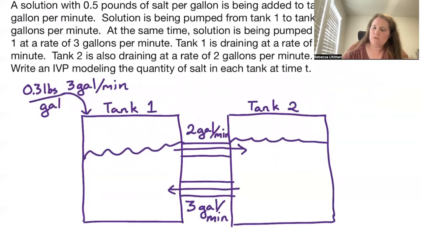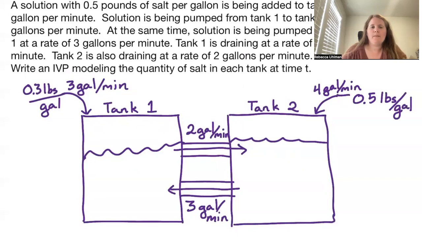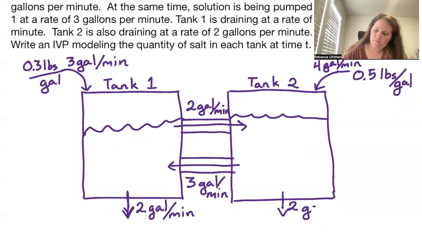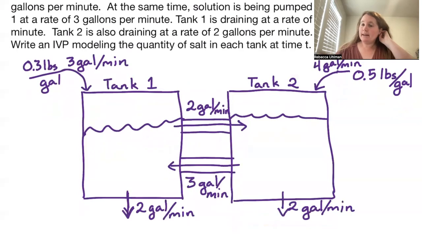We have a solution going into tank 2 at 4 gallons per minute. And that solution had 0.5 pounds per gallon. Then we have draining out of each tank, both at a rate of 2 gallons per minute. So essentially each tank has 2 sources adding and 2 sources draining the given tank.